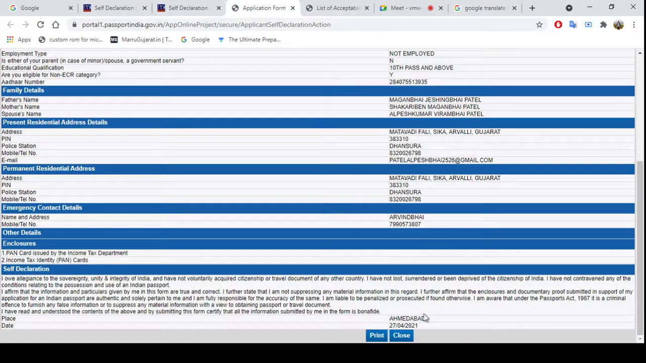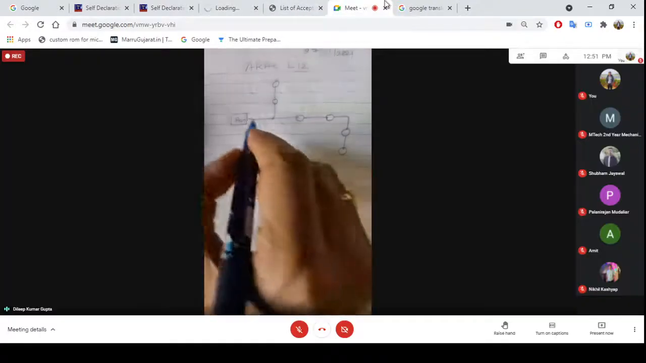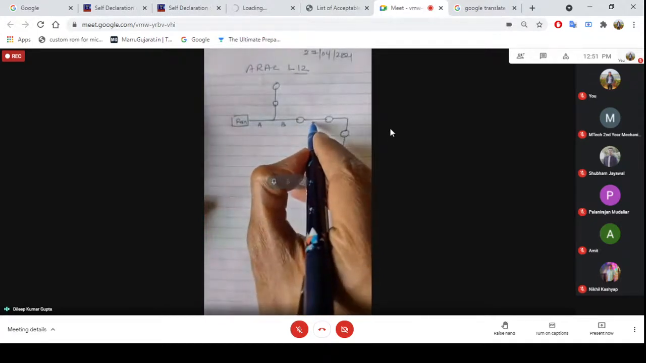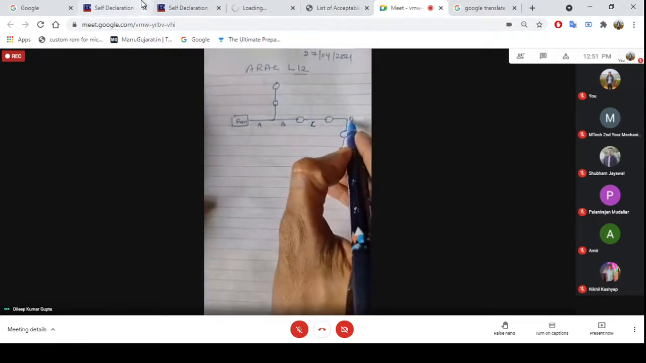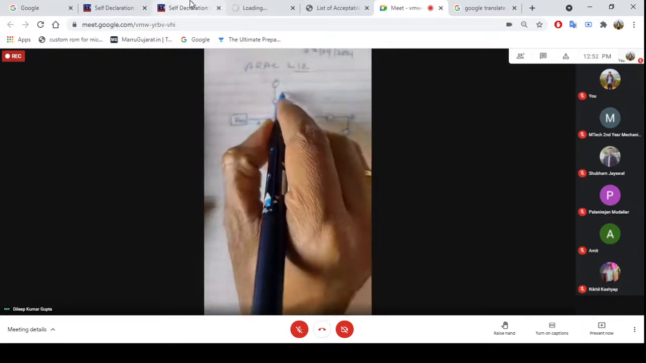Then 4, then there is a bend, number 5, and number 6. The length and name of the branches you can see is given as A, branch number B, then C, then these two are D, and E, F, and G.